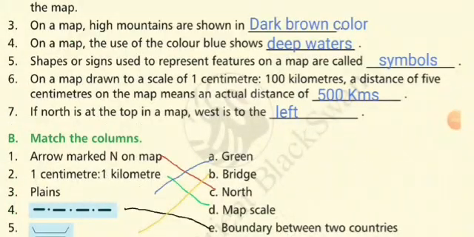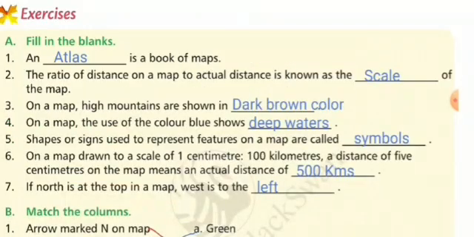On a map drawn to a scale of 1 centimeter equals 100 kilometers, a distance of 5 centimeters on the map means an actual distance of 500 kilometers. If north is at the top in a map, west is to the left.